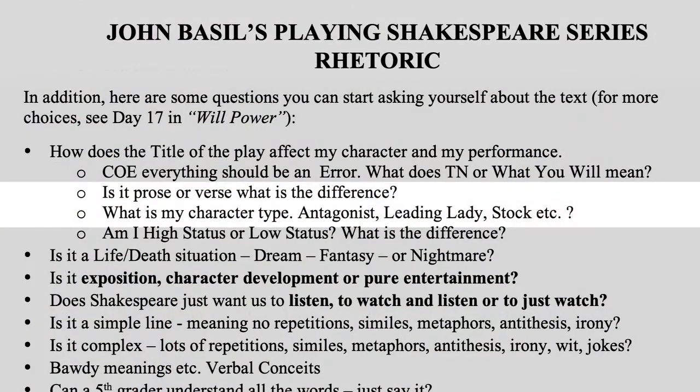What You Will, we read Sonnet 135, and we decided that will meant genitalia. So Twelfth Night, or What You Will, meaning if you want boys, have boys. If you want girls, have girls. Whatever you want, Shakespeare's saying, in Twelfth Night, the night of pranks, it's yours. So you must know what the title means. The next thing again is, is it prose or is it verse, and what's the difference? My character's type. Am I an antagonist, a protagonist, a leading lady, a leading man, a character actor, a stock character? Am I high status, low status?